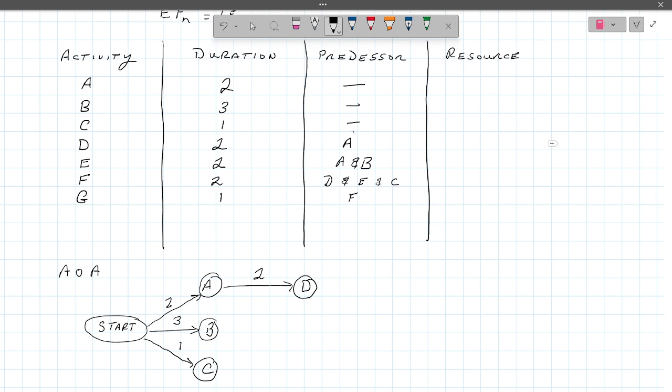So E has to be preceded by A and B. So what's that going to look like? I'm going to put an E here, like so. And the predecessor is B, so that's a straight line. But it's also a predecessor where A goes to E. Following along? Okay. Go ahead, Sarah.